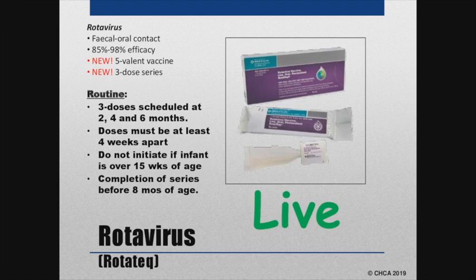Now, the efficacy of this immunization is about 85 to 98%. This one covers 5 different valents. It protects, of course, against rotavirus, which spreads by the fecal-oral route, and certainly doesn't necessarily cause deaths, but increases hospitalizations in infants and children less than 8 months of age.